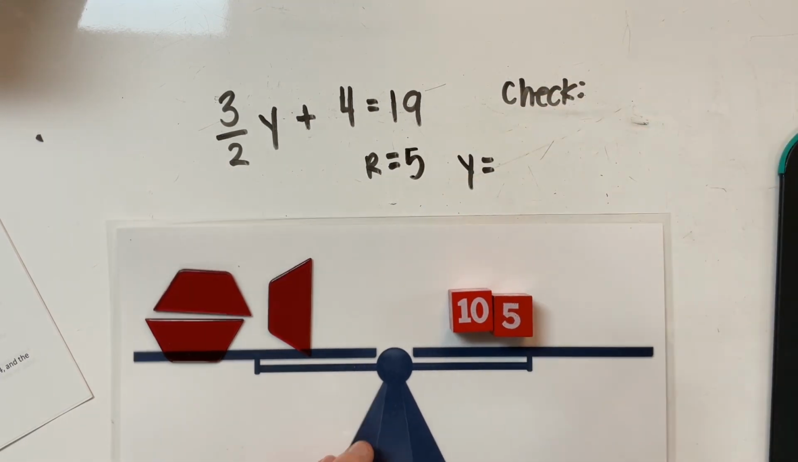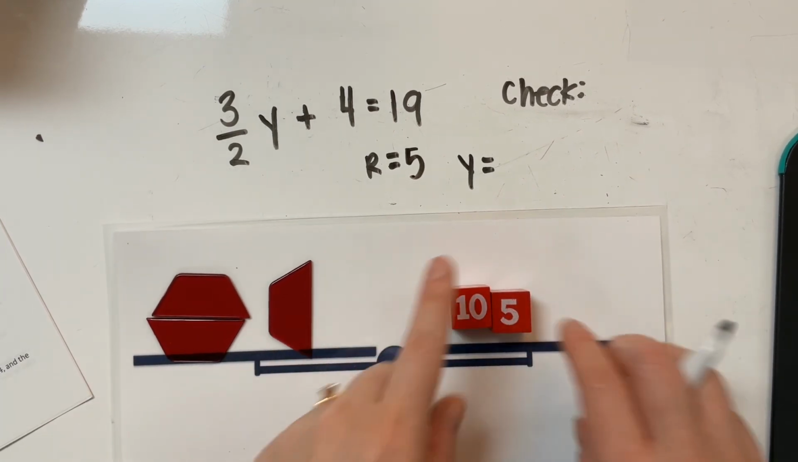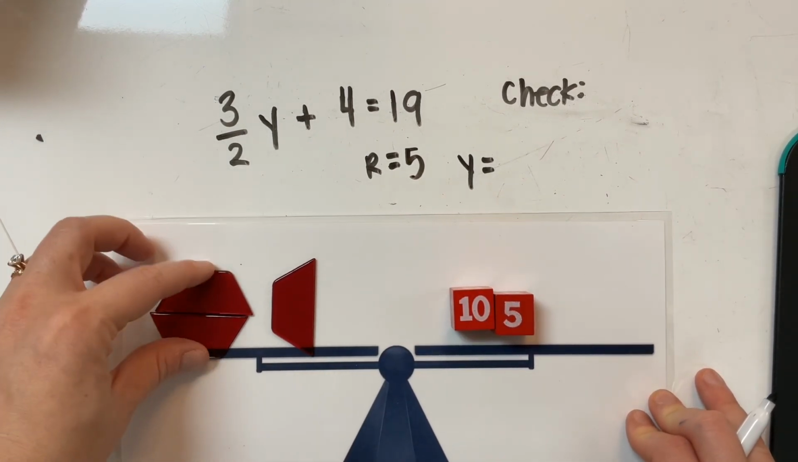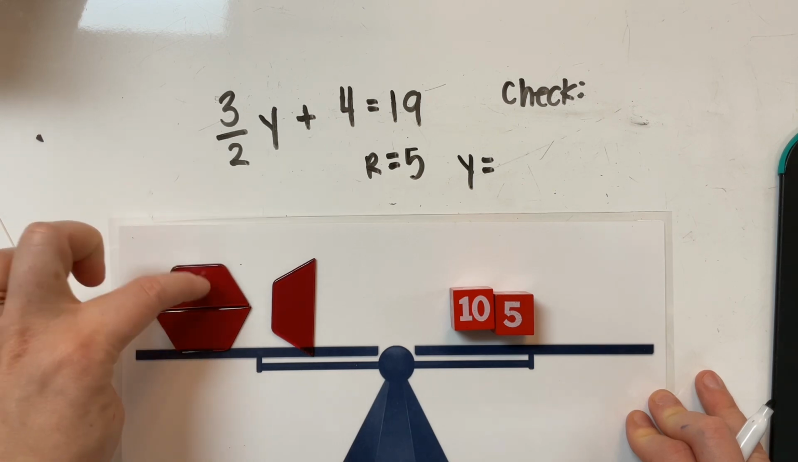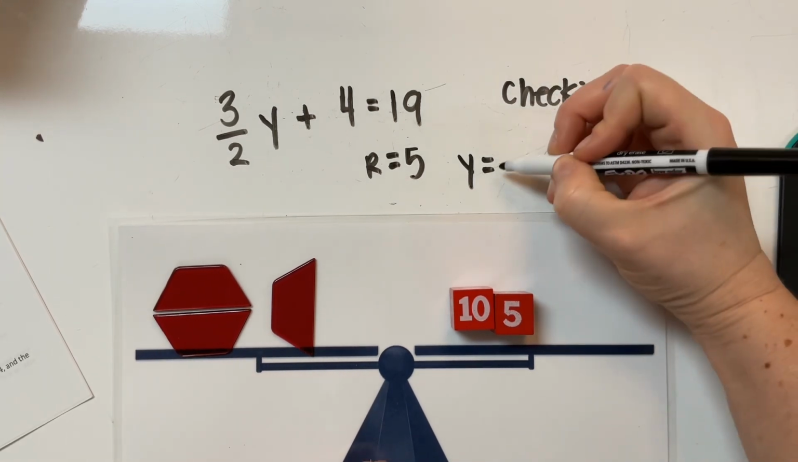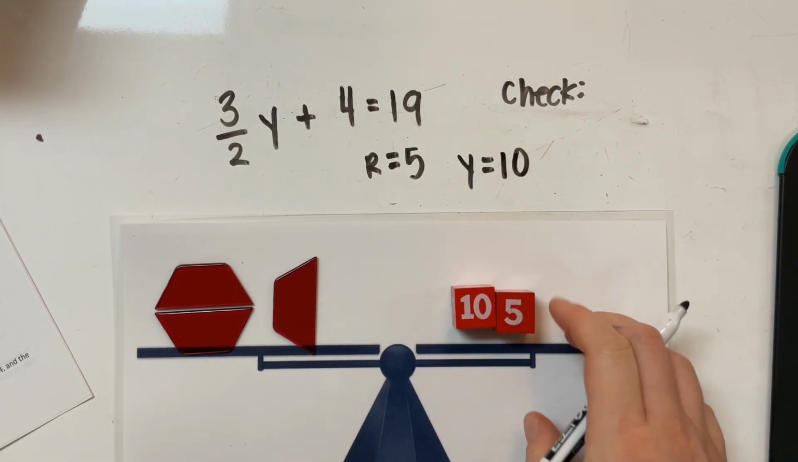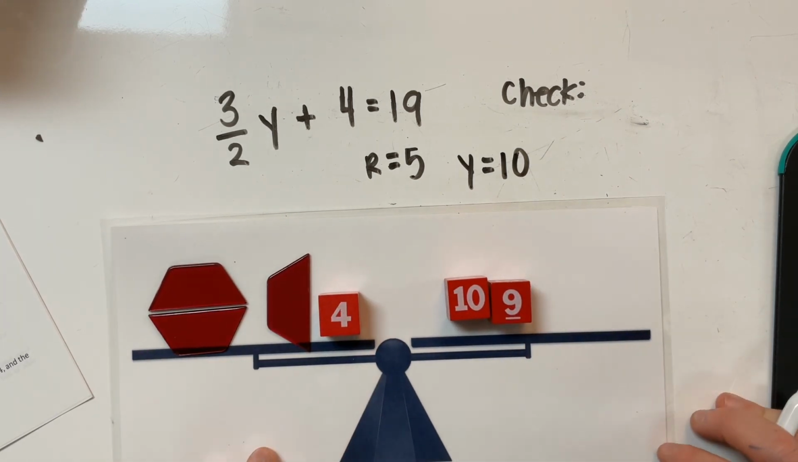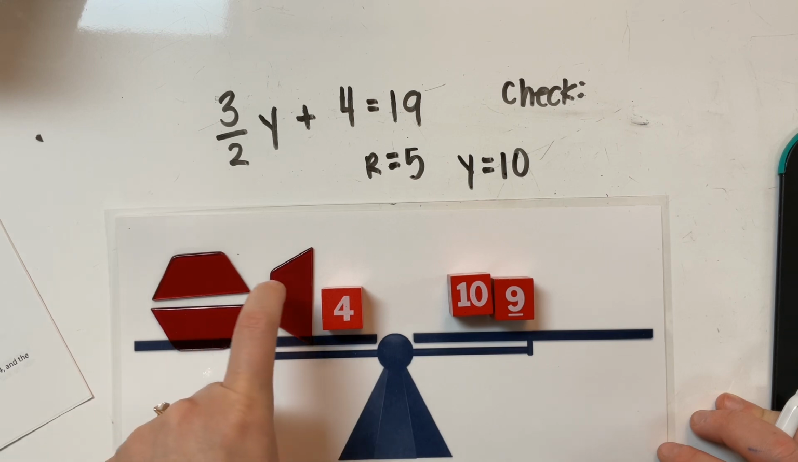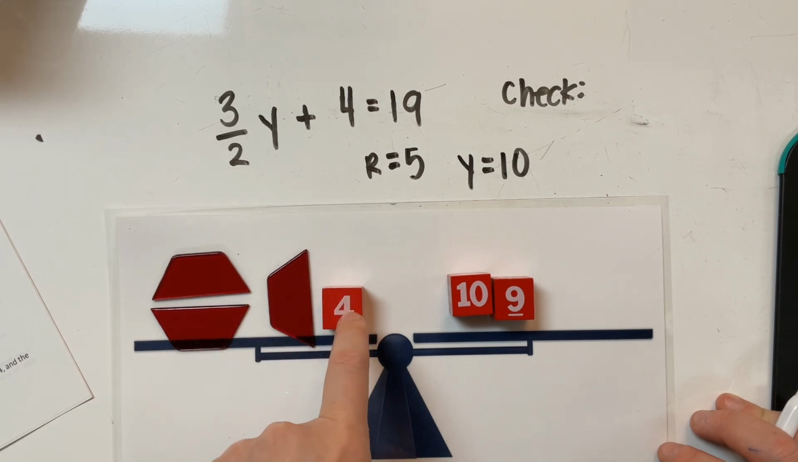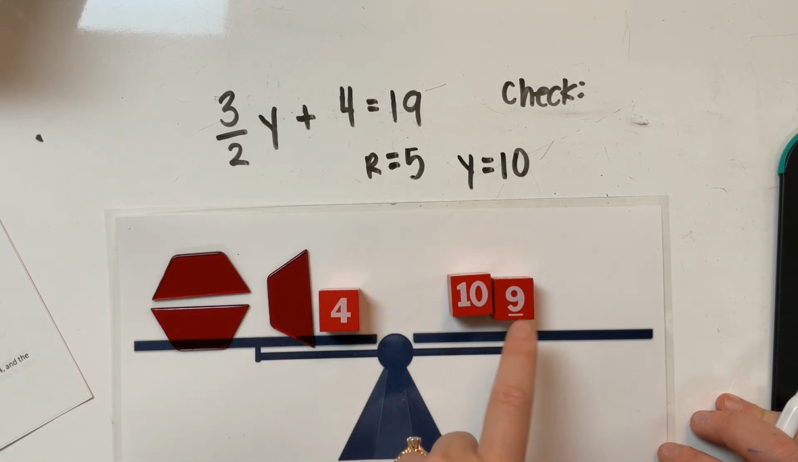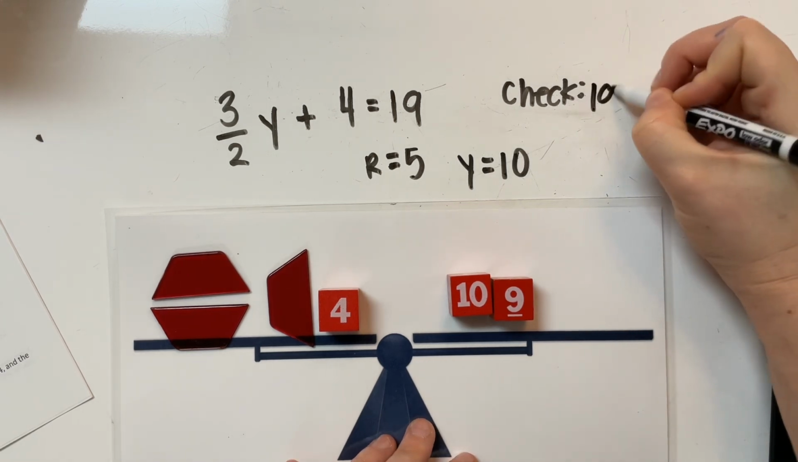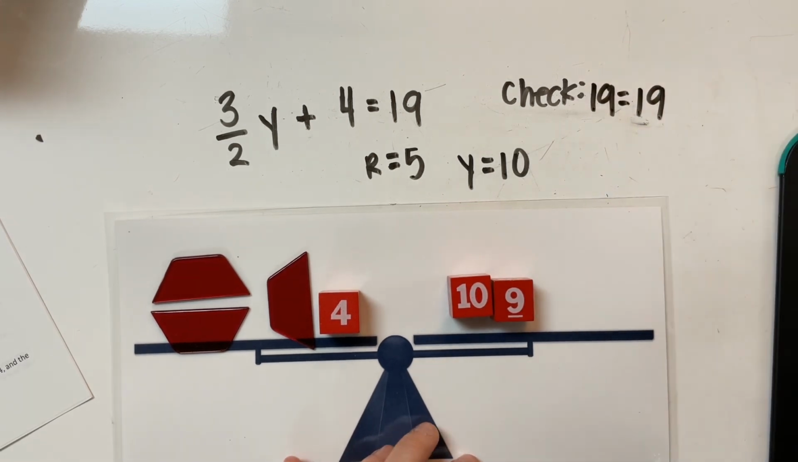Now here's the tricky part. I have 3 reds, but 1 y is only 2 reds. So 1y would equal 5, 10. Now I can move everything back to do my check. Okay. 5, 10, 15 plus 4 is 19. And 10 and 9 make 19. So 19 equals 19. And that is how you do lesson 2. Thanks, guys.